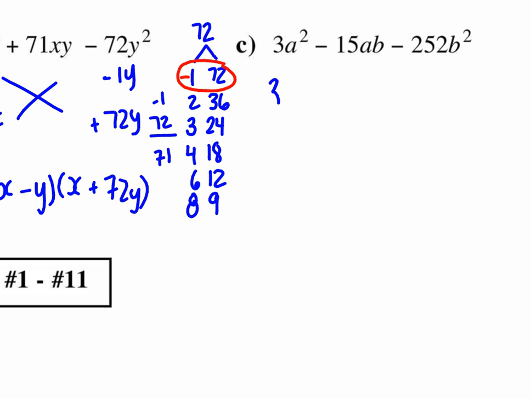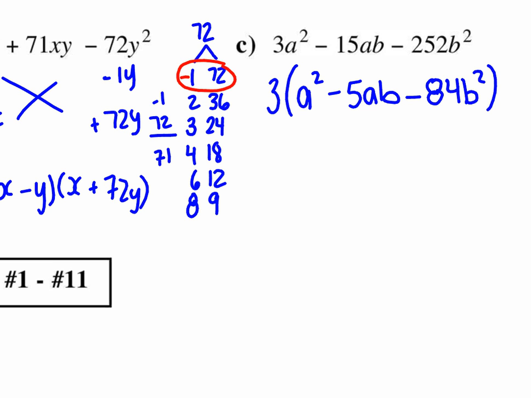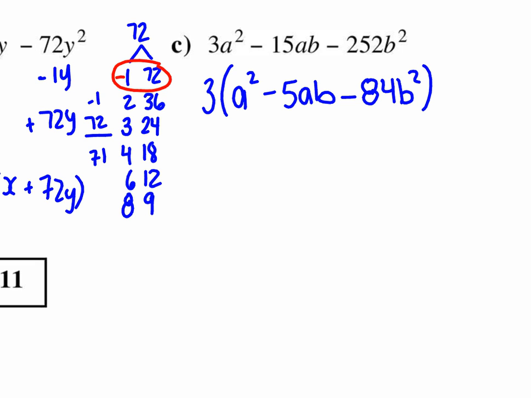3. A squared minus 5AB minus 84B squared. Okay. 84, that's a fun one. 1 and 84, 2 and 42. There we go.